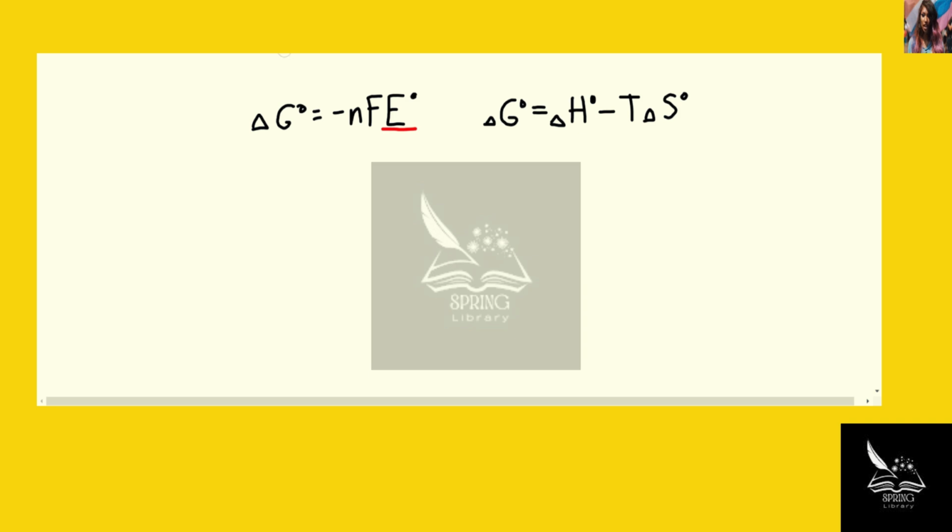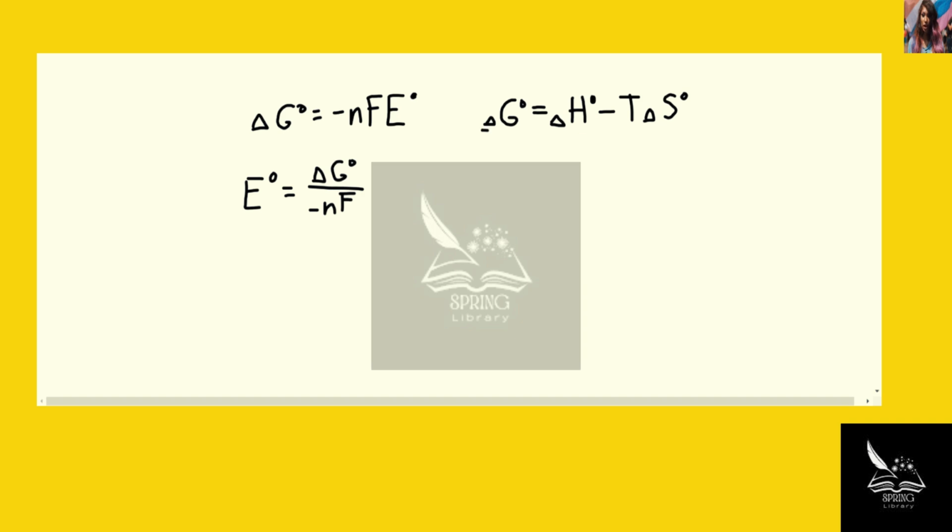Since we know that our derived equation needs to be one for finding the standard cell potential, and that the standard cell potential only appears in this equation, it's reasonable to assume that we should begin by isolating that term from that first equation. So the standard cell potential, E°, is equal to delta G at standard conditions divided by negative nF. That's just from rearranging the first equation that we were given.